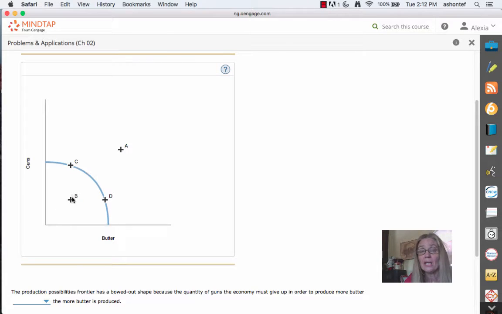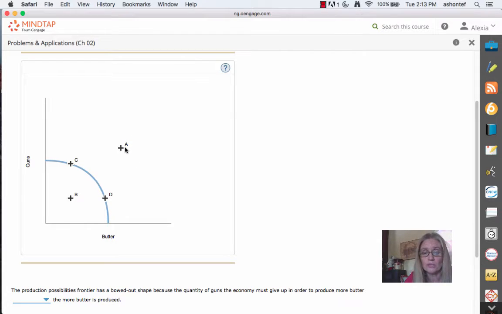And point B is definitely possible today, but here's the thing, it makes no point to be at this point B and be inside the PPF when we could be all the way over here at point D. So what we generally will say about the points inside the PPF is they're feasible, meaning they're possible today, but they're not efficient. They're inefficient because we could be further out at the production possibility frontier. So the idea is, why would we want to produce less when we could produce more? And again, point A, the reminder there is that's impossible today.